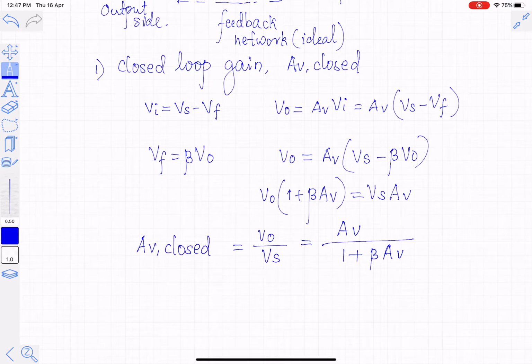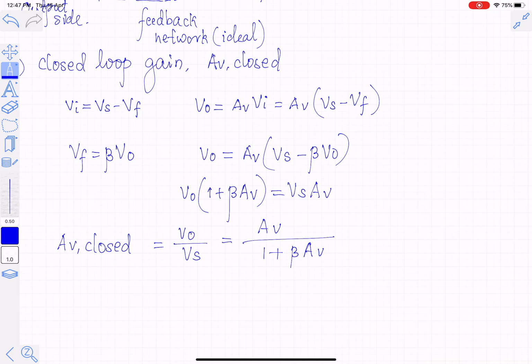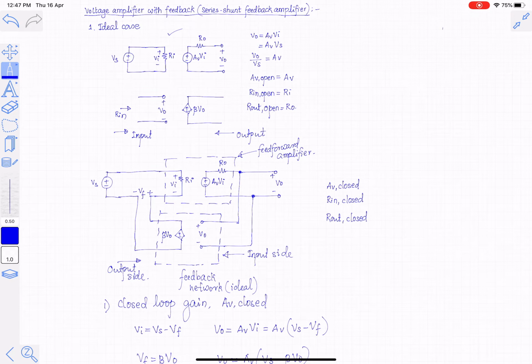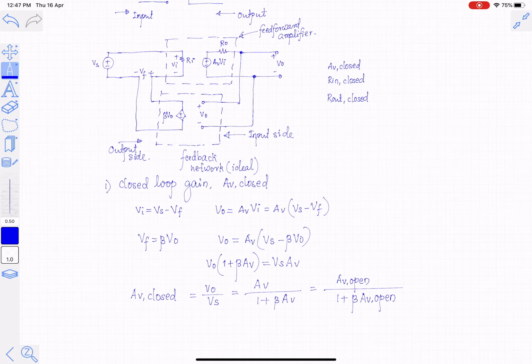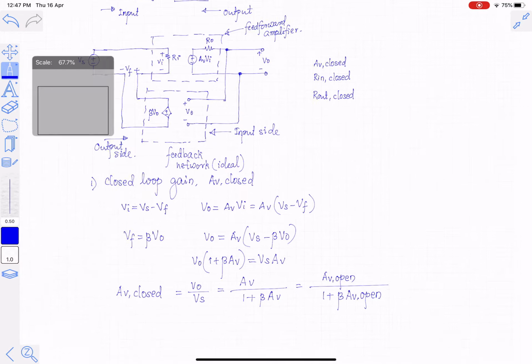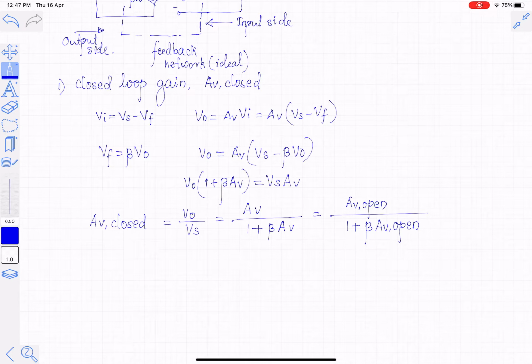So AV closed is nothing but AV upon 1 plus beta AV. AV is AV open, so this can also be written as AV open divided by 1 plus beta into AV open. So AV open has been already written here. So the closed loop gain is open loop gain divided by 1 plus loop gain. We have seen that beta into AV open is a loop gain for this particular amplifier. So this is the expression for closed loop gain.